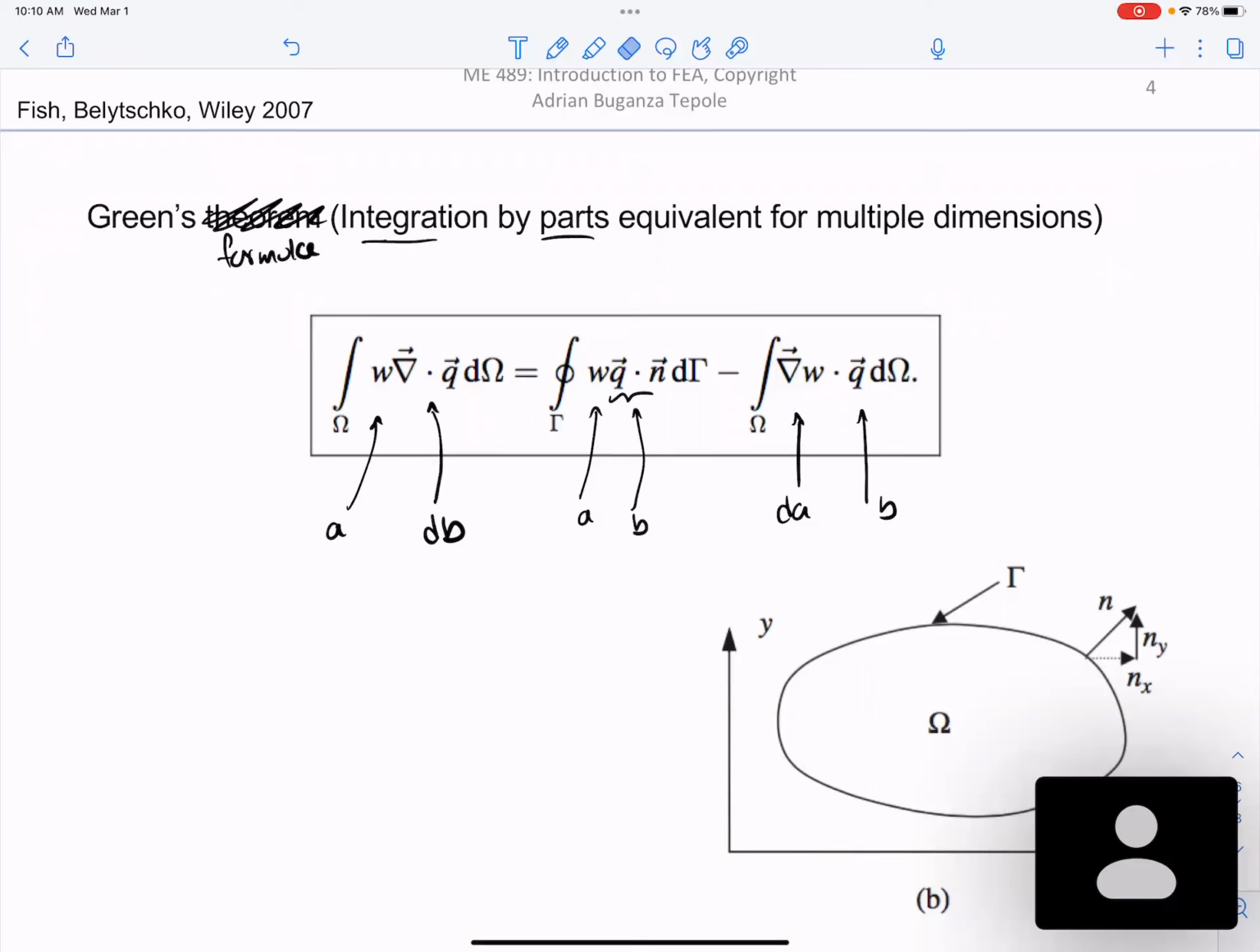I don't want you to learn the derivation, but this is what we're going to use for transforming the strong form to the weak form. But hopefully you see the similarities between this and integration by parts in 1D. We basically just took that nabla and sort of passed it to the W, and then we end up with this extra integral over the boundary of AB.